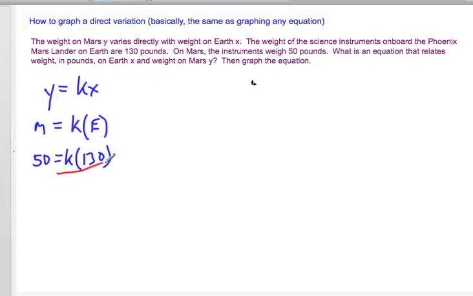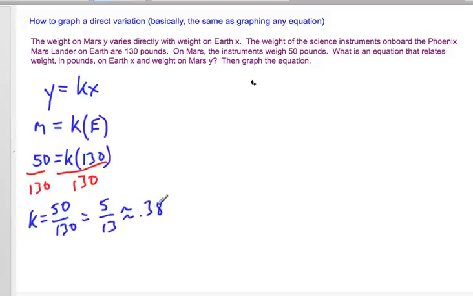So by solving for k, we figure out that k is equal to 50 over 130, which reduces to 5 over 13, which is approximately equal to 0.38. We just need an approximation because when we're graphing, we're not going to use a small enough scale so that any thousandths of a decimal place are going to matter. So in this case, 0.38 will work just fine.